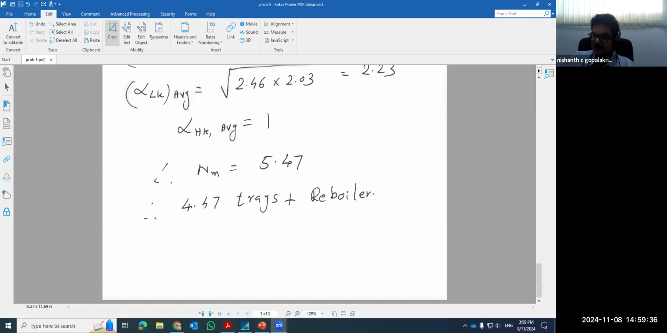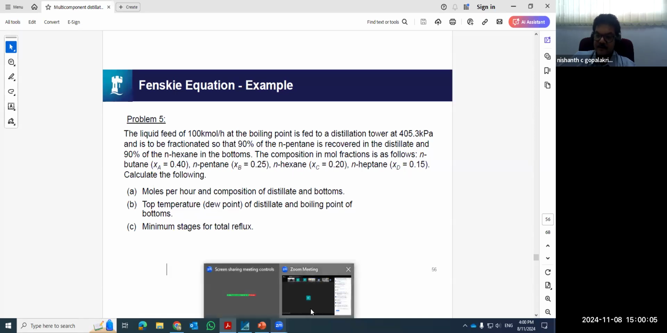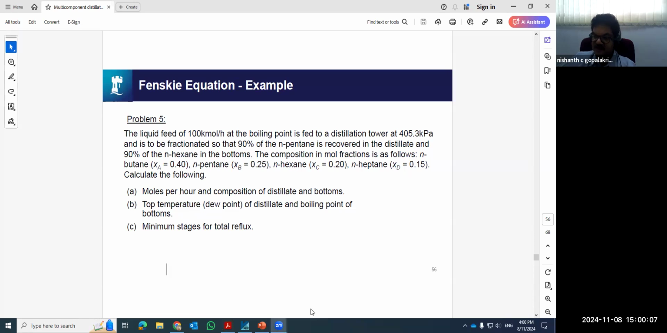So the feed is 100 kilomole per hour. So the amount of N-pentane in the feed is 25. And our target is 90% of that at the top, which means 22.5 should be at the top. So that's about N-pentane. So if that's the case, how much of hexane will be at the bottom?